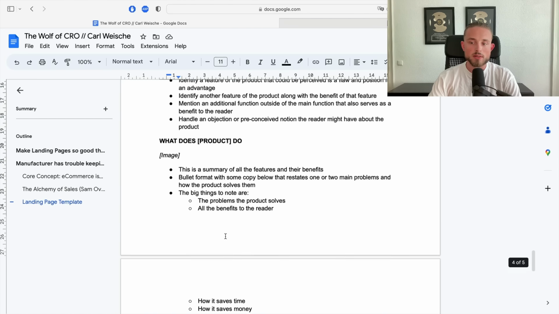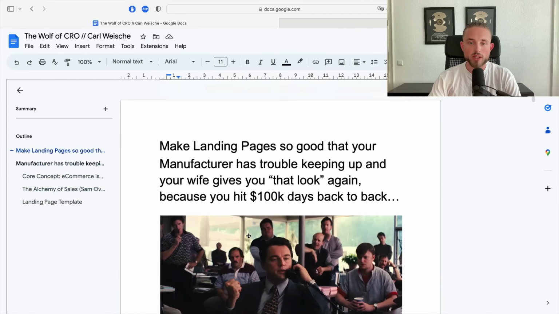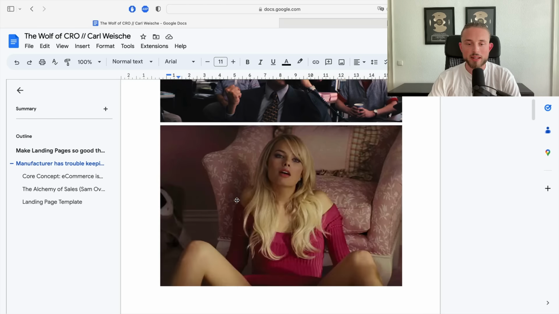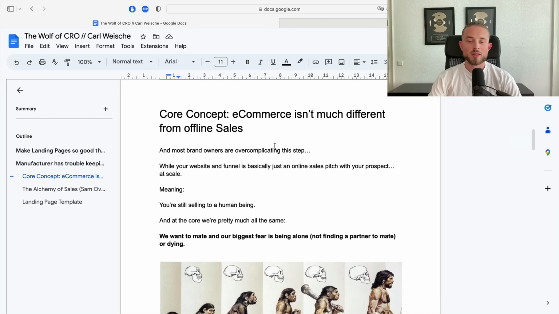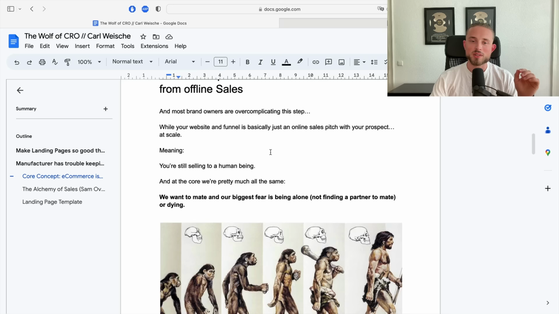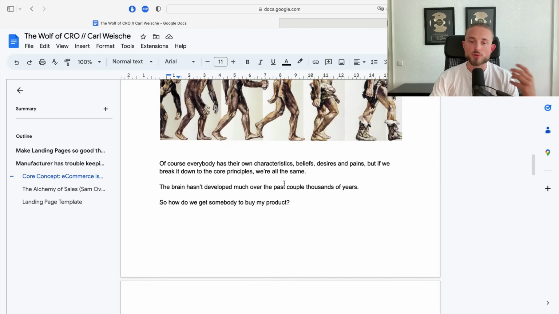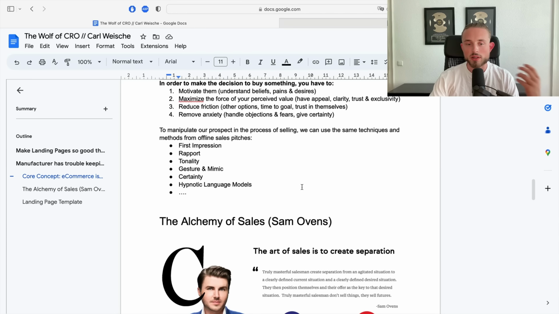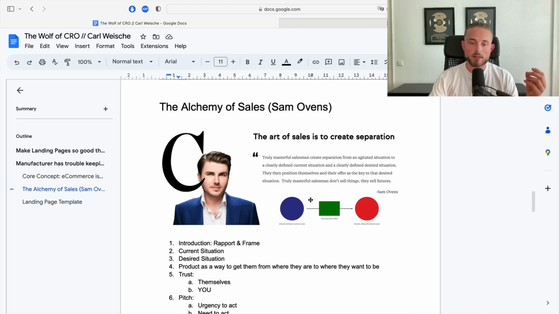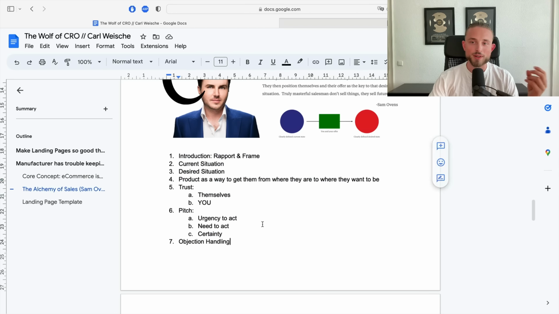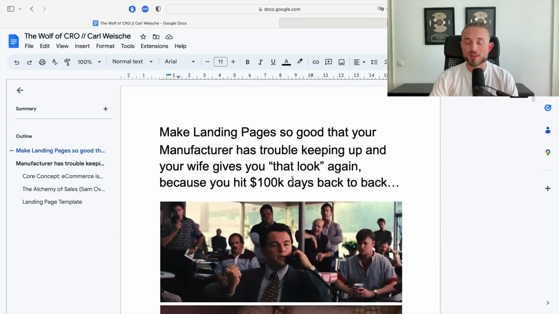So this was the breakdown of how you can really build landing pages that crush by using the principles from offline sales, the principles of how to manipulate prospects into buying, the principles of how to use communication, build trust, and basically follow this procedure, right?